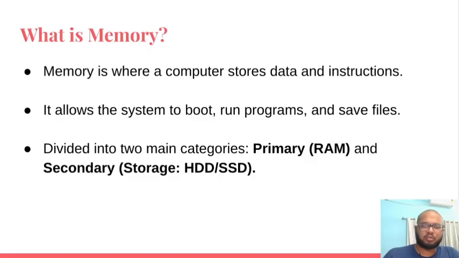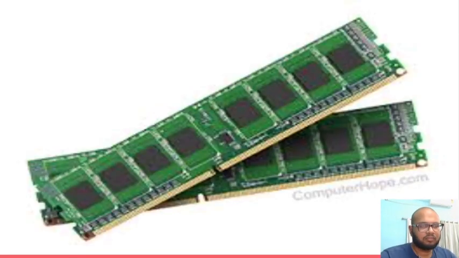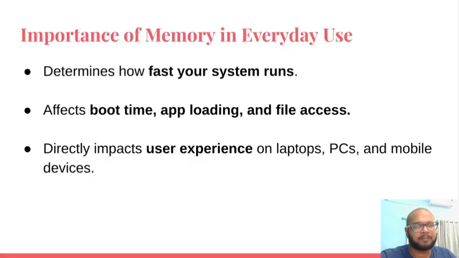Okay, so memory can be divided into two different types. They are called primary memory and secondary memory. This is an image of a RAM stick, which is an example of primary memory. Sorry for the resolution of the image, I got it in low quality.